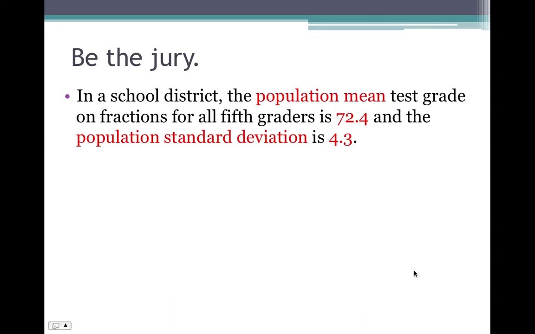So let's look at this example, and I'm asking you to think about it critically and be the jury in this case. In a school district, the population mean test grade on fractions for all 5th graders is 72.4, and the population standard deviation is 4.3. So we have all the 5th graders in a school district. We have their test score mean, 72.4, and we have their population standard deviation, 4.3.